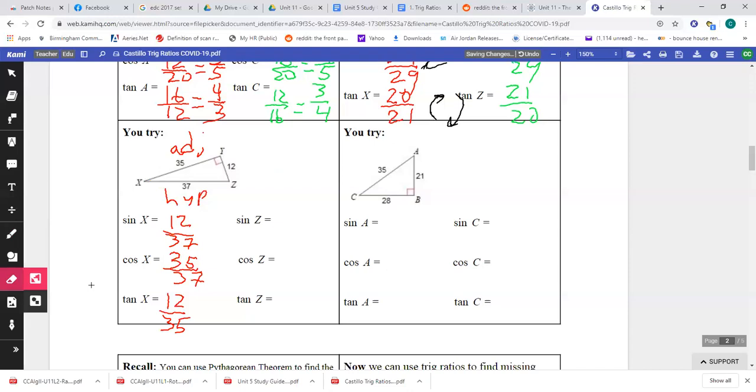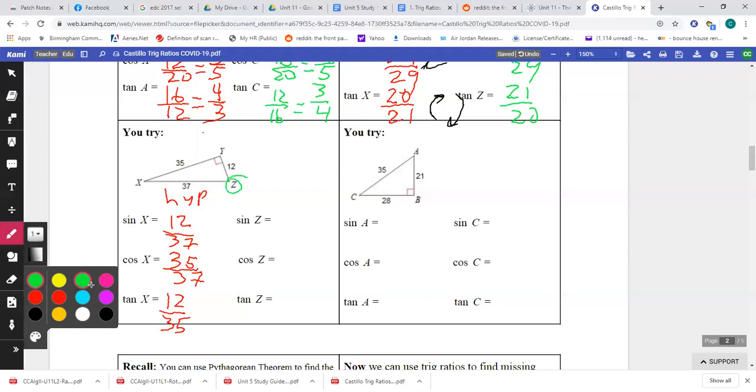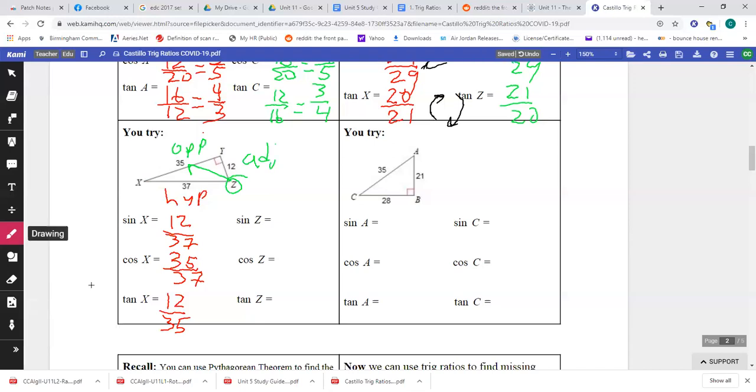Okay. Now, if we focus on angle Z, this is my opposite. This is my adjacent. So the sine of Z is 35 over 37. The cosine is 12 over 37. And then the tangent is opposite over adjacent, 35 over 12. Anyone have a question on that one?